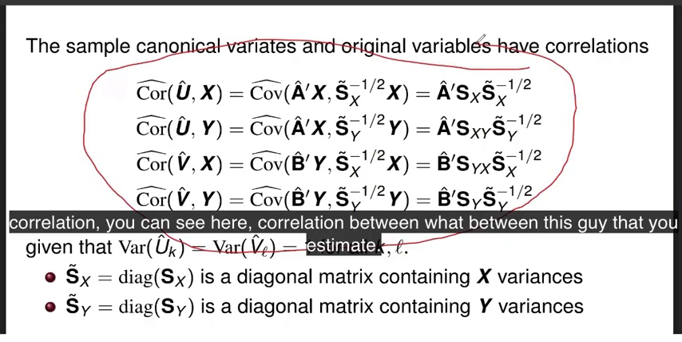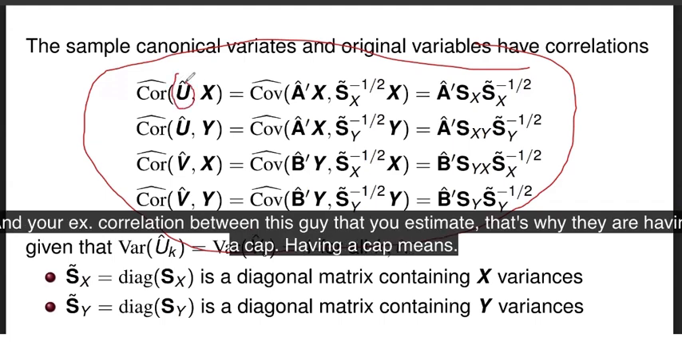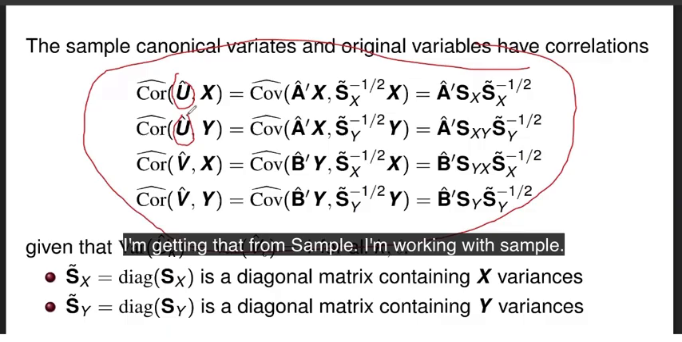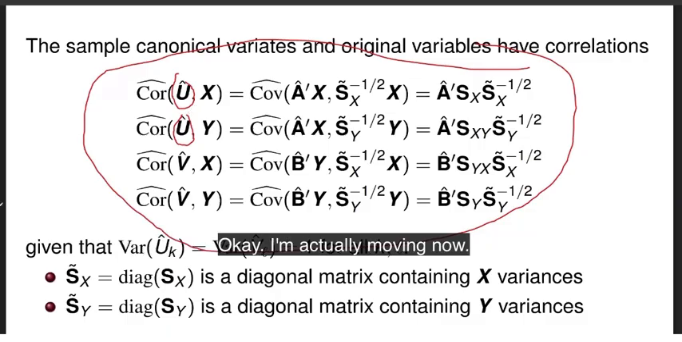Correlation, you can see here, correlation between what? Between this guy that you estimate and your X. Correlation between this guy that you estimate. That's why they're having a cap. Having a cap means I'm getting there from a sample. I'm working with a sample. Okay. I'm actually moving now.